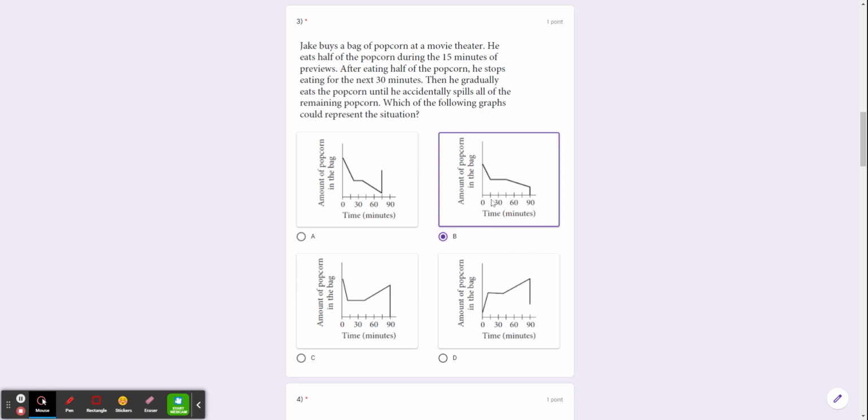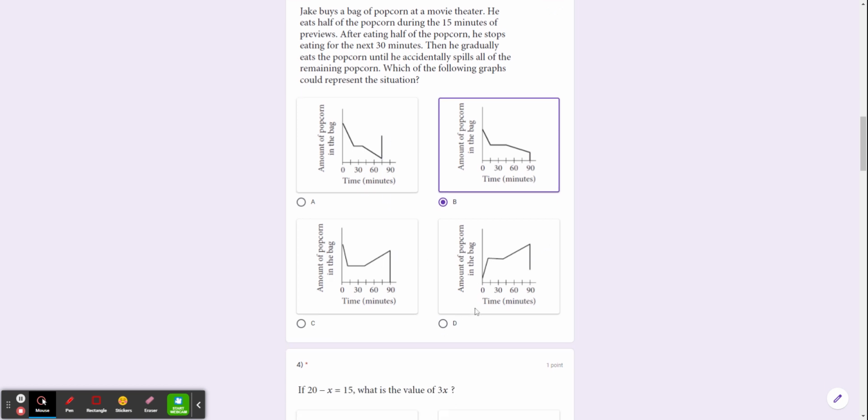So he eats for, if you look at the hash marks too, each hash mark is 15 minutes, so he eats for the first 15 minutes, then waits for 2 hash marks before he starts eating again, and then it spills. In these 3 cases, at some point in time, the amount of popcorn in his bag goes up. So here, here, or here.